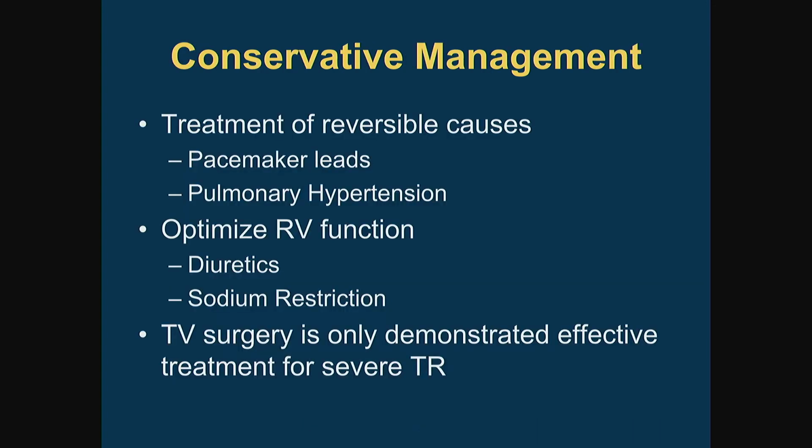So the question then becomes how to manage patients with tricuspid valve regurgitation. And the first approach is treatment of reversible causes. So patients with pacemaker leads that may be causing entrapment of the tricuspid valve should be considered for device revision. Patients with significant pulmonary hypertension should undergo therapy to reduce the pulmonary artery pressures.